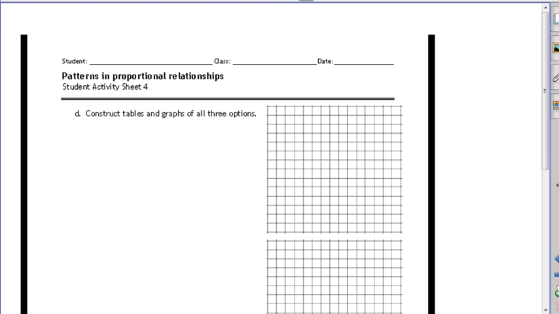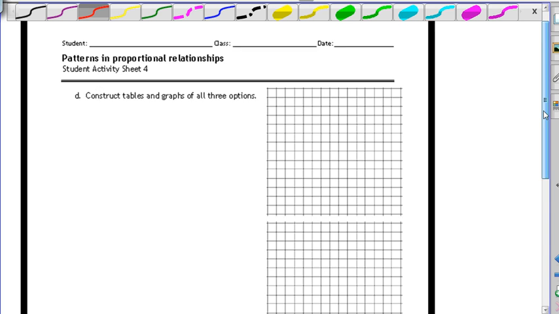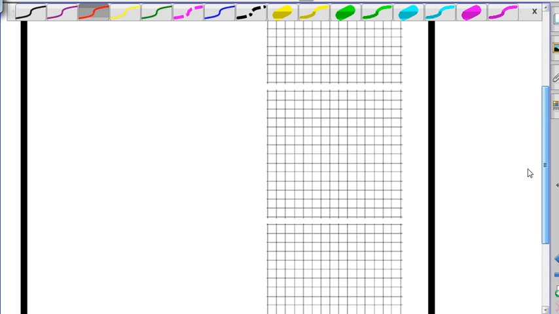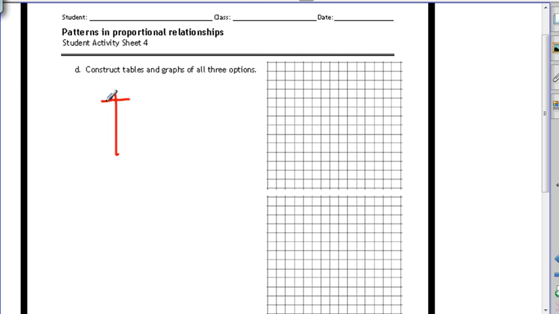All right, so here's the next part. We have to, part D, construct tables, and then graph all three options. So here's your graph lines, and we've got to make tables first. So the first option, I'll put this in red. And it's my T-chart, and it's the pay-as-you-go. So this is for pay-as-you-go.